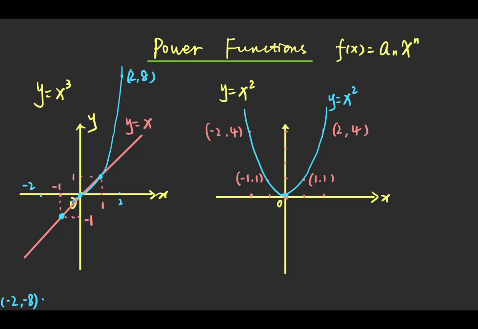It should be like this. If you want a more accurate graph, you should use more points to locate this function more accurately. So this is y equals x raised to 3.